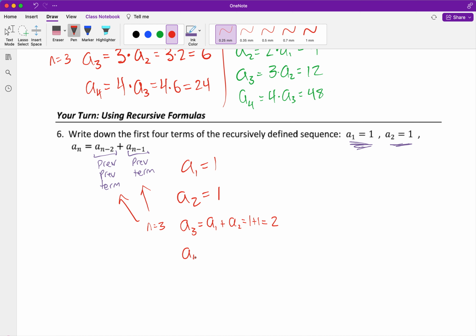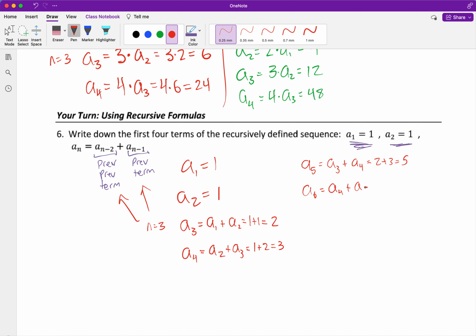All right, when I do A4, I'm going to be doing the previous term, that's A3, and the term before that, A2. A2 was 1 and A3 was 2. So now I get 1 plus 2, that's 3. And let's just keep going, even though it only asked us for the first 4, so we can get a better handle on this. If I did A5, that's going to be A3 plus A4, so the previous 2 terms, which would be 2 plus 3, and that's going to equal 5. And then when I do A6, well, that's going to be A4 plus A5.